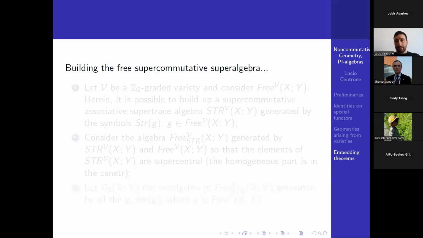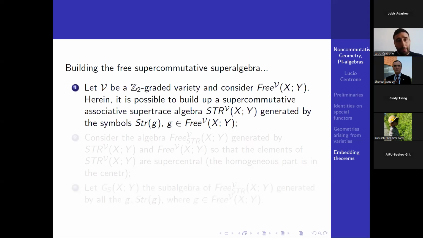The idea, besides the construction of supercommutative algebras, is something technical. Of course, I would like to share this with you, but with no pretension to be exhaustive. Consider a variety of Z2 graded algebras. Consider its free algebra. And we simply try to construct a supercommutative associative supertrace algebra here generated by these symbols.